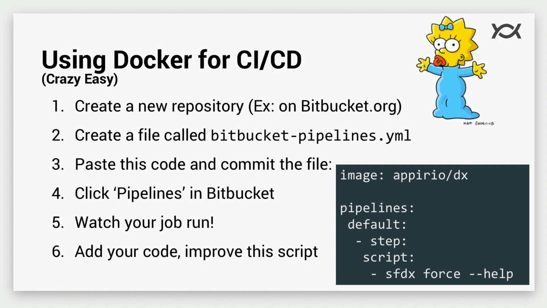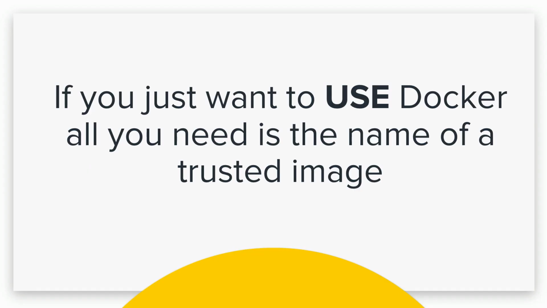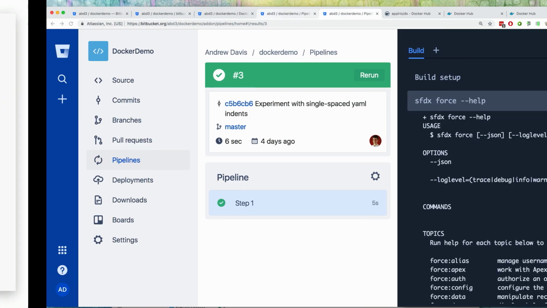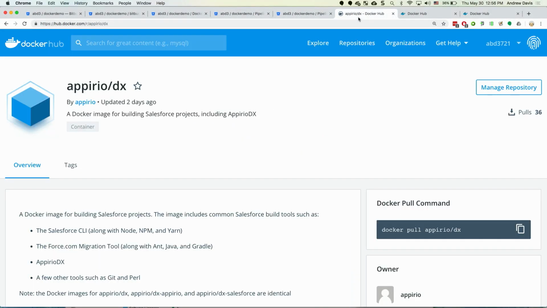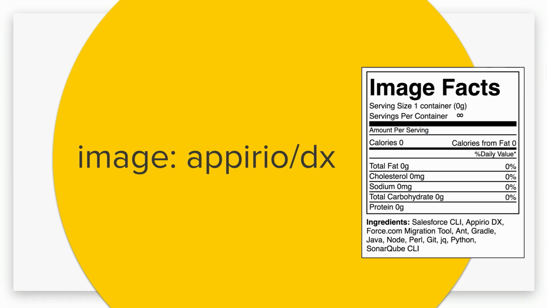Once you've got this hello world setup, then you need to add your Salesforce metadata, improve this script, and so forth. But this is your first step. So if all you want to do is use Docker, for example, for CI/CD, all you need is the name of a trusted Docker image. For example, you can go over to DockerHub and search for any Docker image that you want. So here, for example, you can use the image AppirioDX.